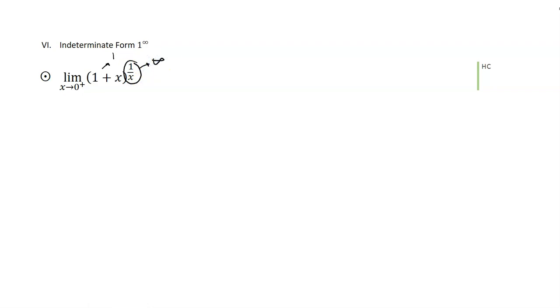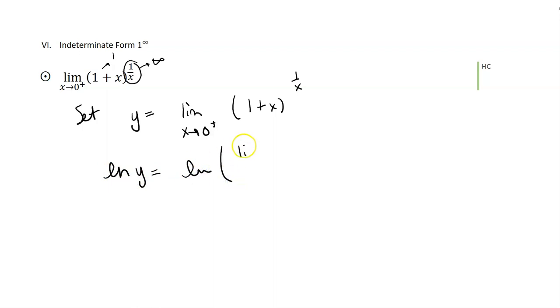And anytime you're dealing with a problem and you have variables in your exponents, you may need to use some logarithms. So the way we approach this indeterminate form is we want to start by setting the variable y equal to our limit. So I'm going to let y equal the limit as x approaches 0 from the right of 1 plus x to the 1 over x power. And then I'm going to take the natural log of both sides. So the natural log of y is equal to the natural log of the limit as x approaches 0 from the right of 1 plus x to the 1 over x power.